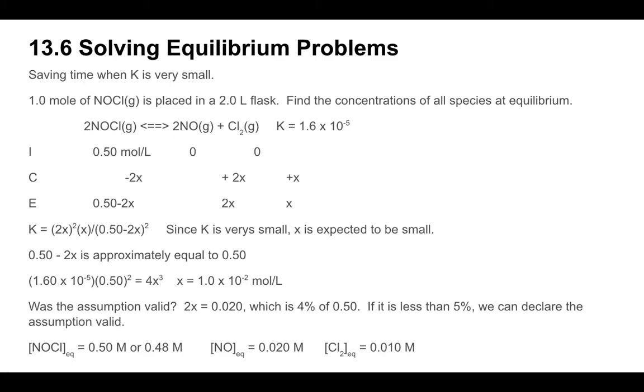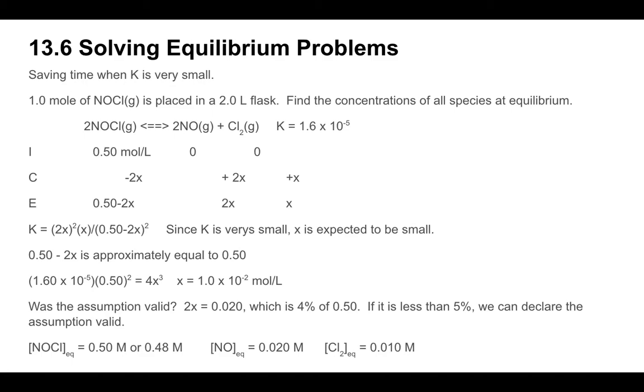0.02 is 4% of 0.5. So we were only really throwing our math off by 4%. If we can throw it off by less than 5%, we're going to say the shortcut's allowable. So in this case, since 4% is less than 5%, the assumption is valid.